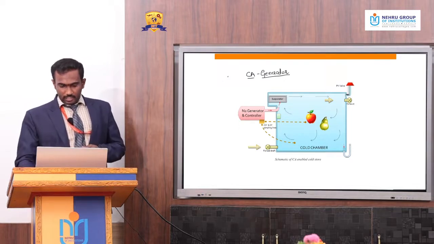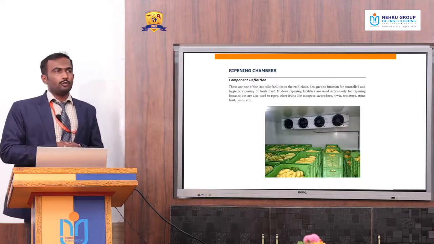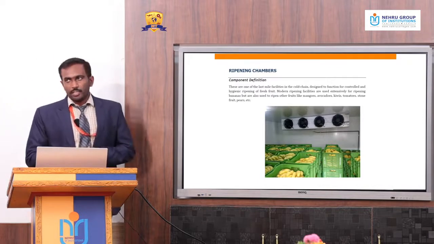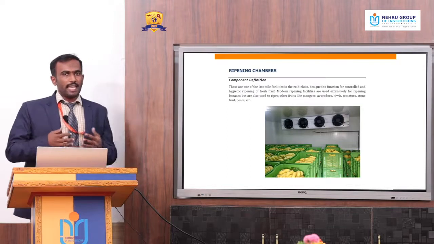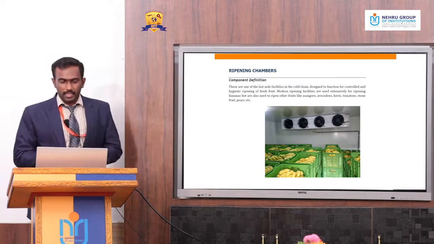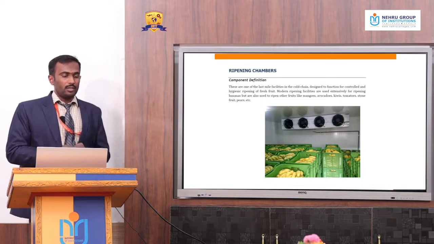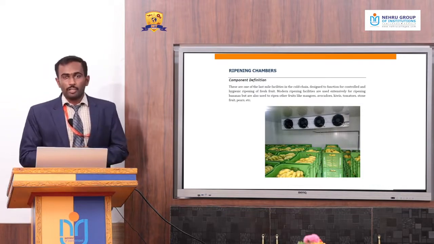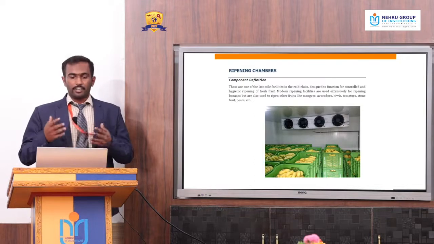After the CA generator, we should have a ripening chamber. We harvest the commodities at a particular harvesting maturity, and we have to make them ripe. The main gas we use for ripening is ethylene gas. We can use ethylene gas for ripening different commodities and to make these products available at different points of time.